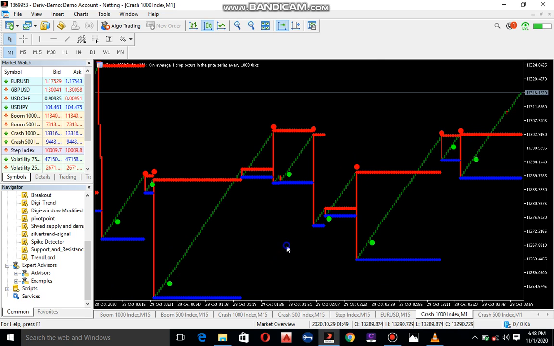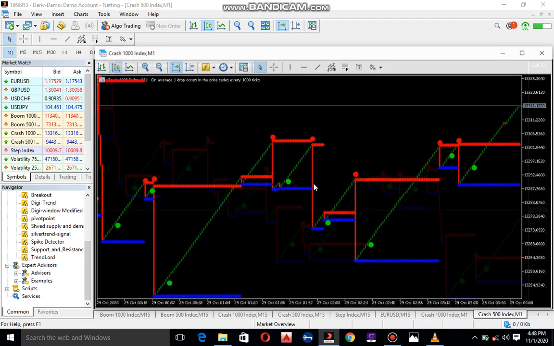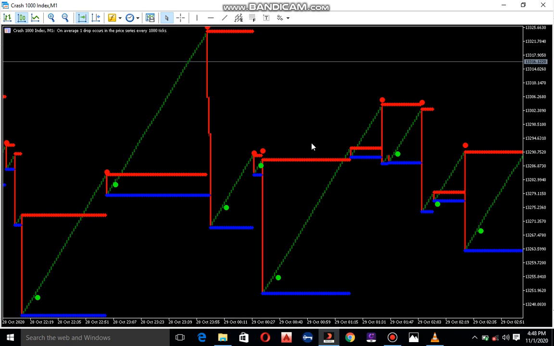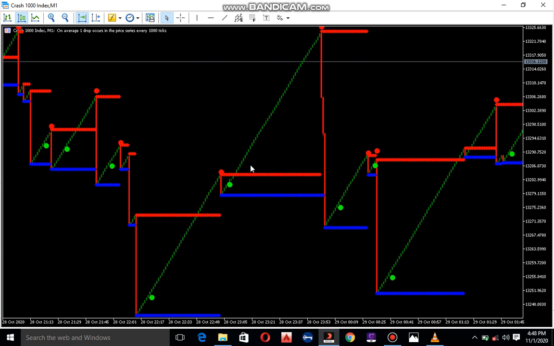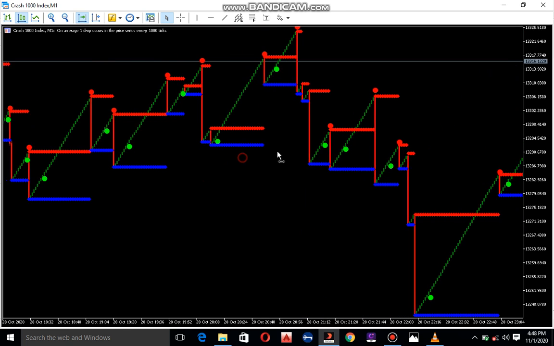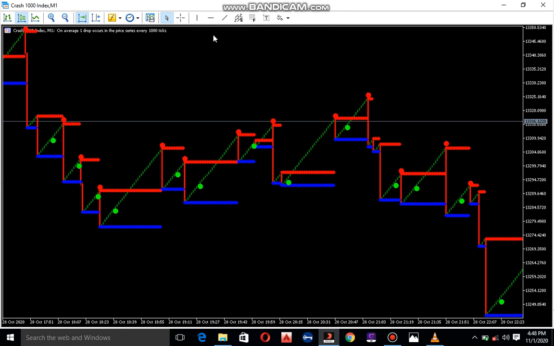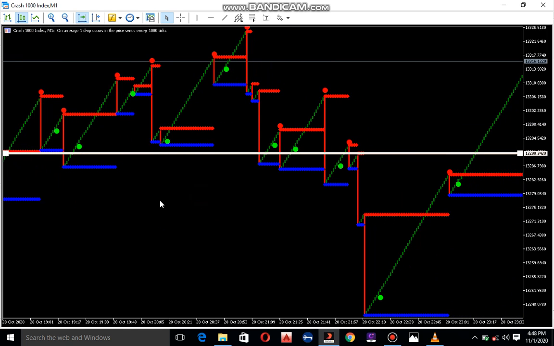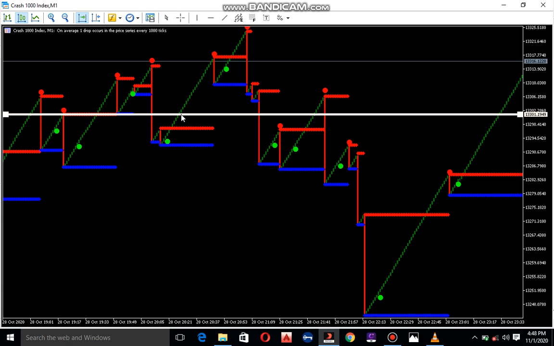For the Crash 1000 index, let me dock it out. Okay, for Crash 1000 you can see it also works that way. The first confirmation that you need is the buy signal. The buy signal came out. Let me select an area here. All right, the buy signal came out here.